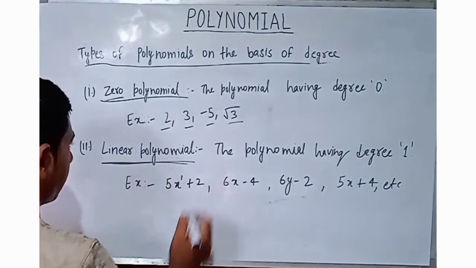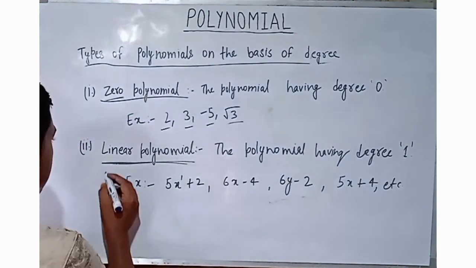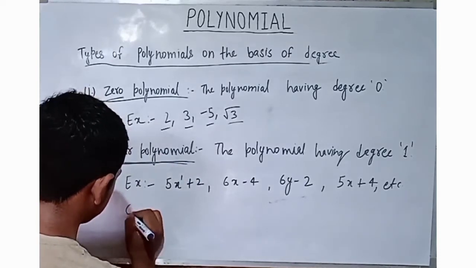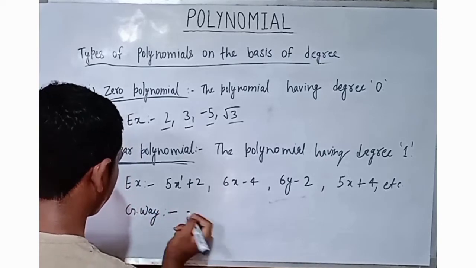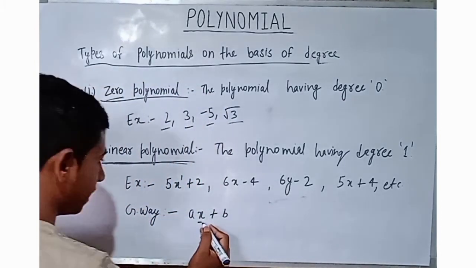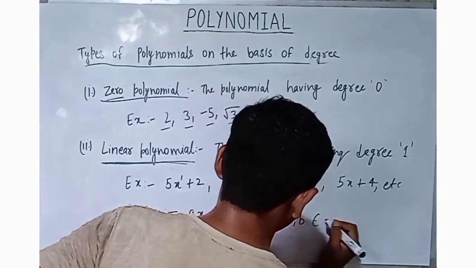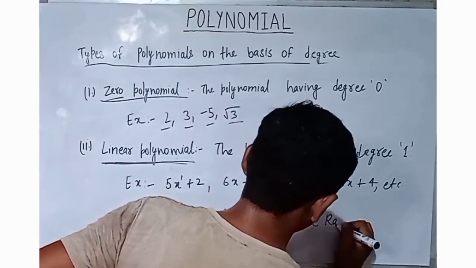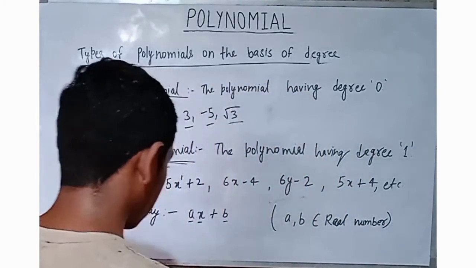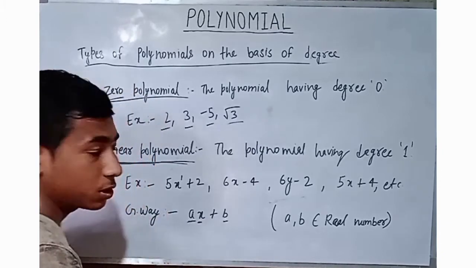Now if you remember that I have told you the standard form of a polynomial, in a similar way, the general way to write a linear polynomial, or say the standard form, will be ax plus b, where x is a variable and a and b belong to the real numbers, and a should not be equal to 0.